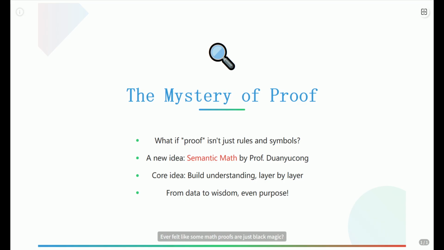Ever felt like some math proofs are just black magic? Symbols flying everywhere, rules followed blindly. Well, what if there's a different way, one that actually makes sense? Forget just following the rules. Let's talk about building understanding, step by step. That's the game Professor Duan Yucong is playing with his semantic math.